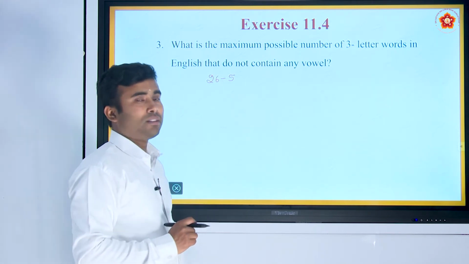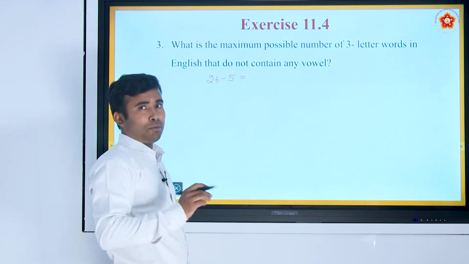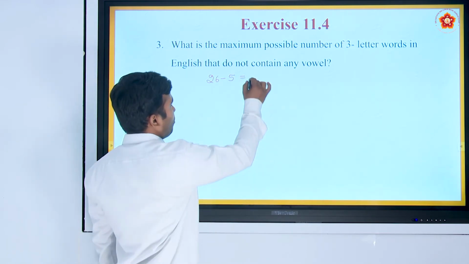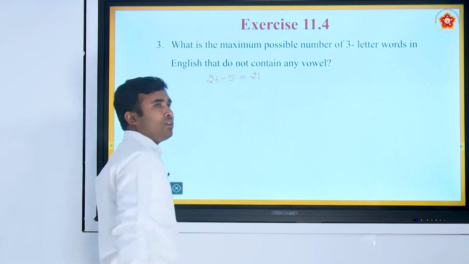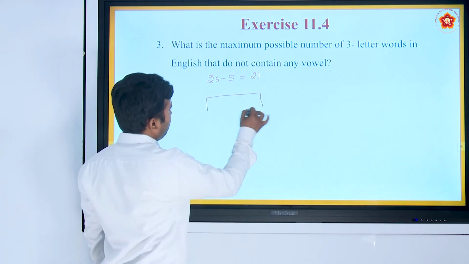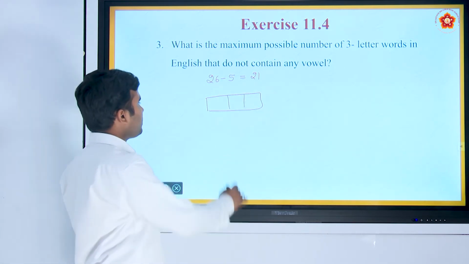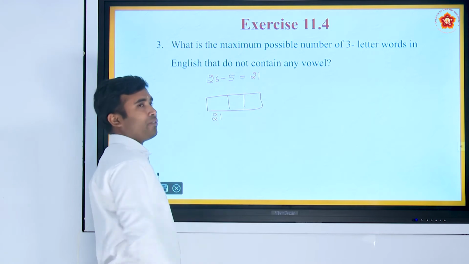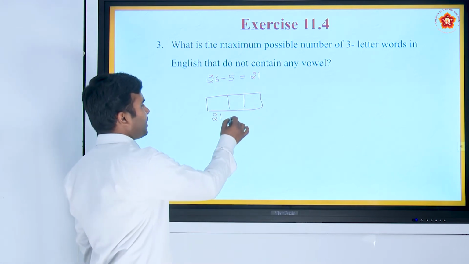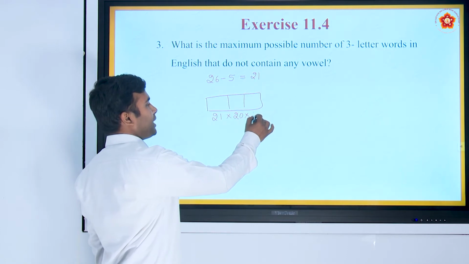So let us remove the number of vowels in English. Then how many letters are we left with? We are left with 21 letters. Let us make a 3-letter word. See, there are 3 vacancies here. In the first vacancy I can fill in 21 ways, the second vacancy I can fill in 20 ways, and the third one can be filled in 19 ways.